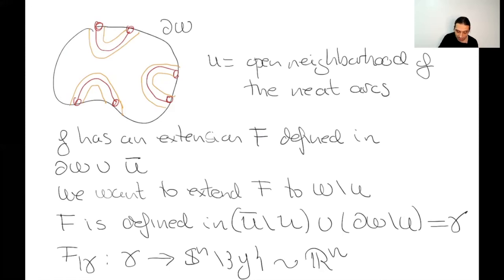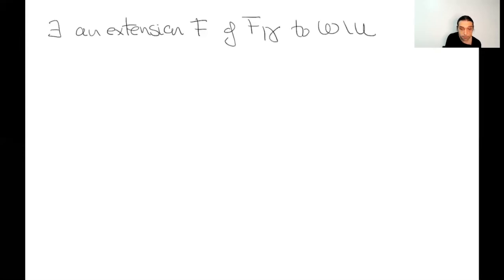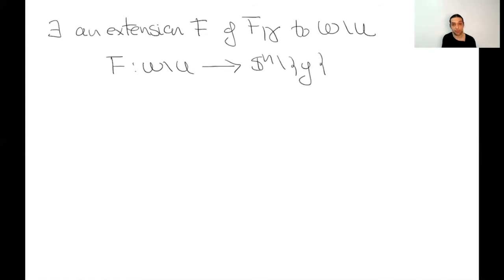And that implies in particular that there exists an extension, that we are going to call capital F gamma, of the restriction of F to gamma, to W minus U. Indeed, this extension is going to have images in this copy of Rn that is diffeomorphic to the complement of Y. So the images are in Sn minus Y.